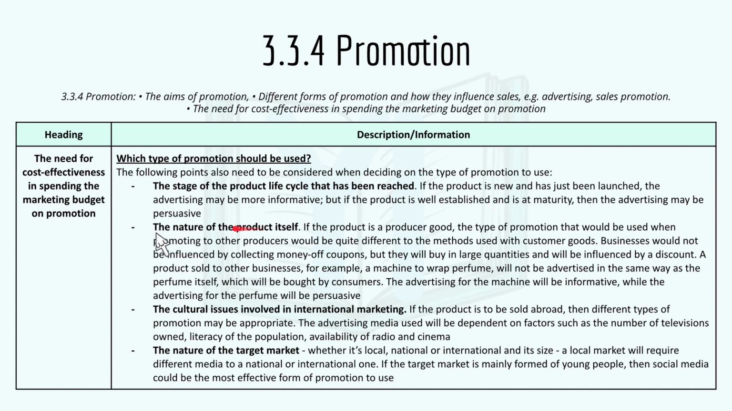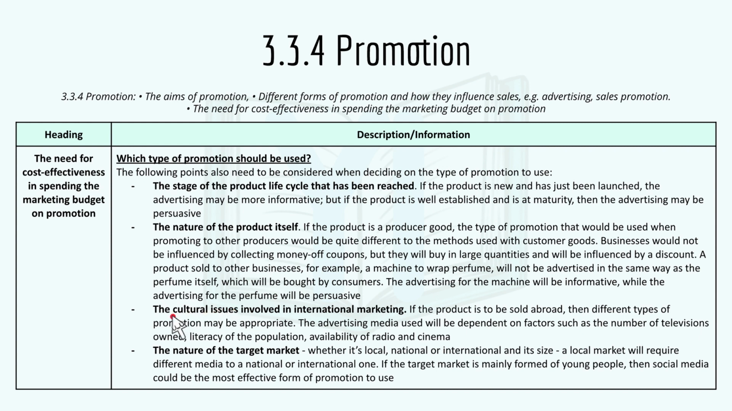Number 2, the nature of the product itself. If the product is a producer good, the type of promotion that will be used when promoting to other producers will be quite different to the methods used with consumer goods. Businesses would not be influenced by money off coupons, but they will buy in large quantities that will be influenced by a discount. A product sold to other businesses, for example a machine to wrap perfume, will not be advertised in the same way as the perfume itself, which will be bought by the customers. And the advertising for the machine will be informative, while the advertising for the perfume will be persuasive.